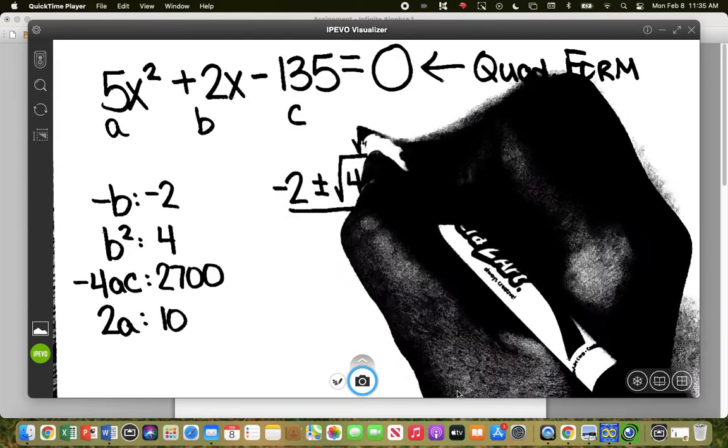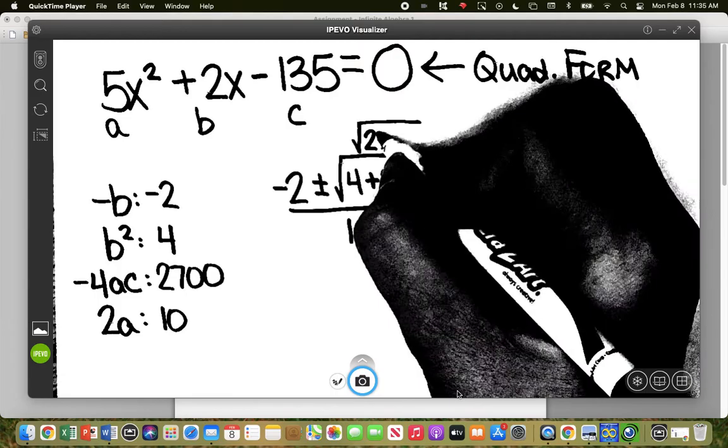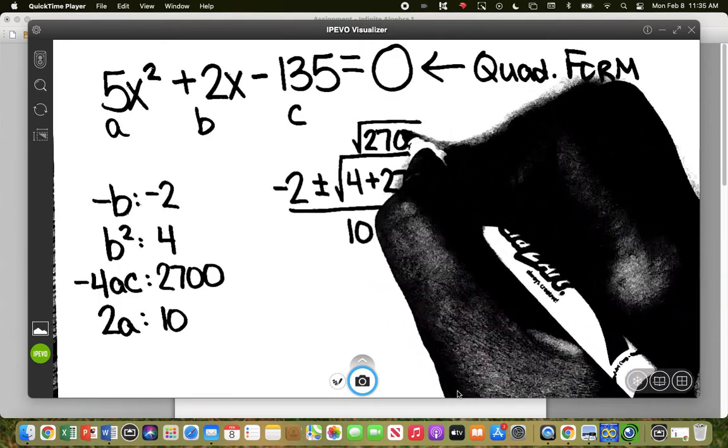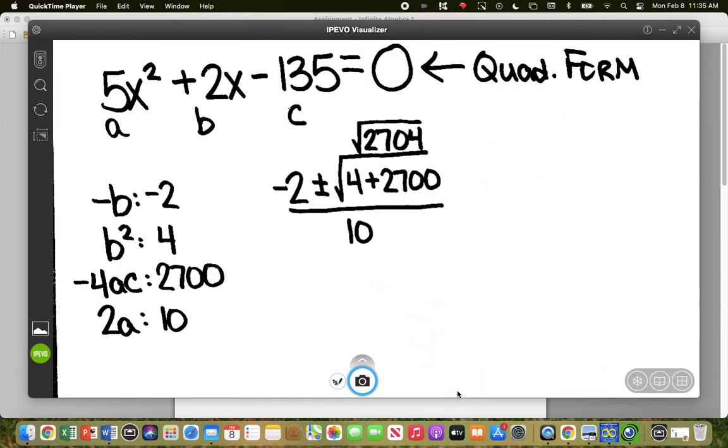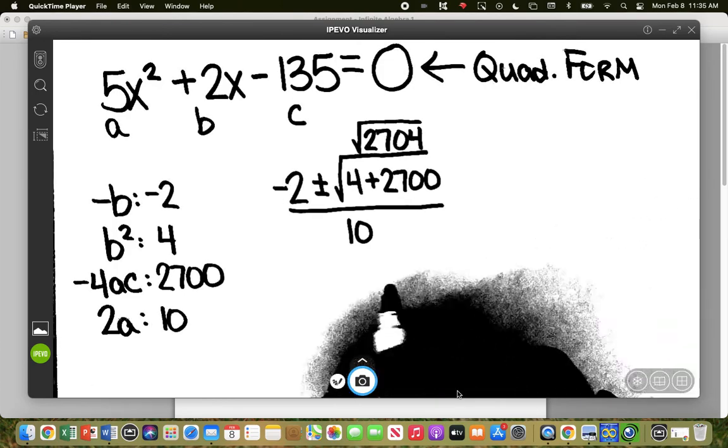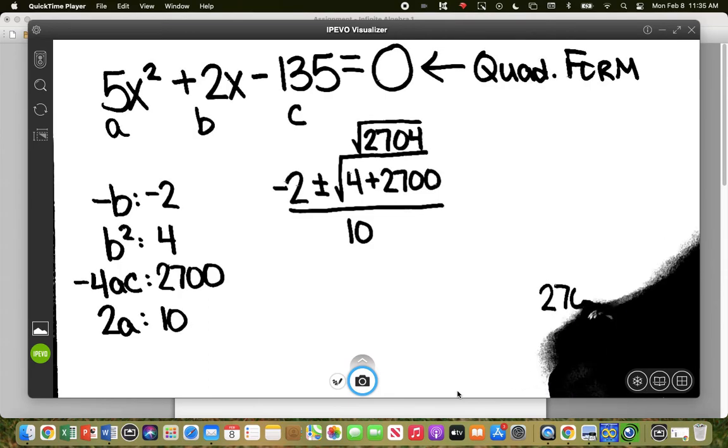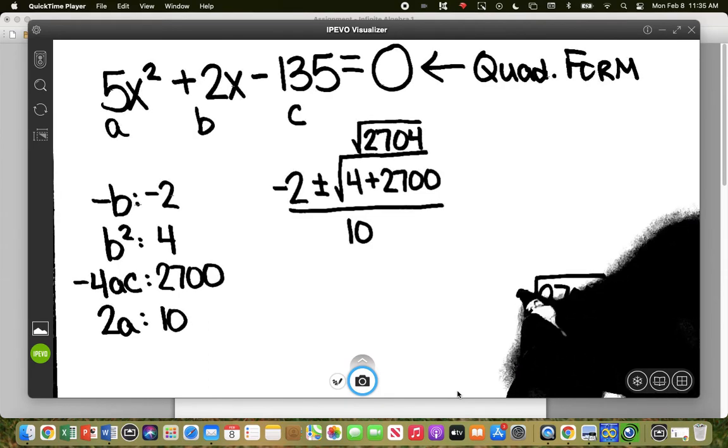Now, we have to take the square root of 2,704. Because if we add those two together, for those of you that actually have a square root button on your calculator, is this a perfect square or do we get a decimal? I'm going to say, I think it's a perfect square. Now, if you don't have a calculator, you can still simplify this.